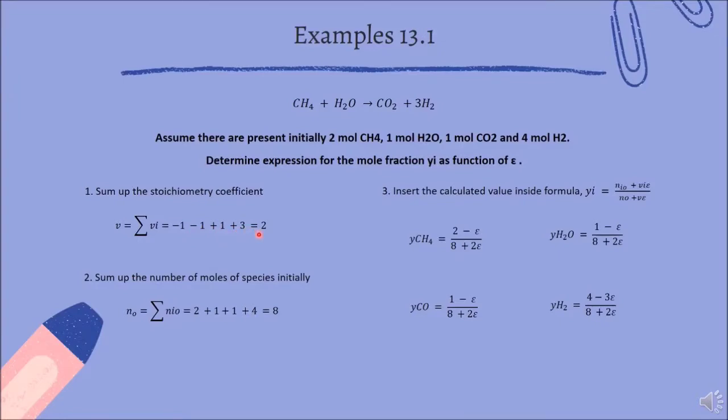And the next step is to sum up the number of moles of species initially. It was stated here in the question. For CH4, the number of mole is 2, H2O is 1, CO2 is 1, and H2 is 4. So the total number of mole is 8.